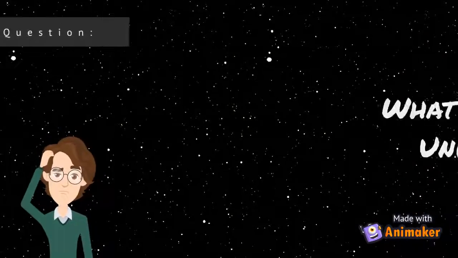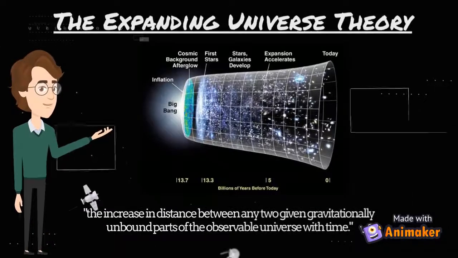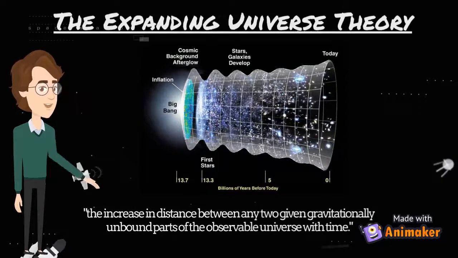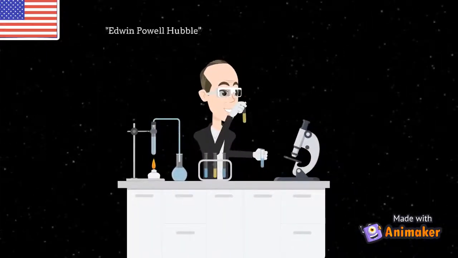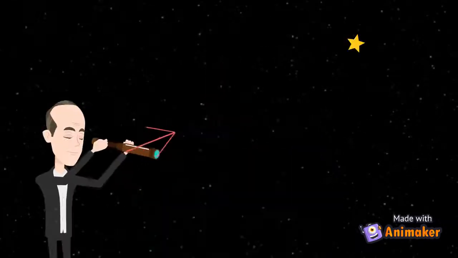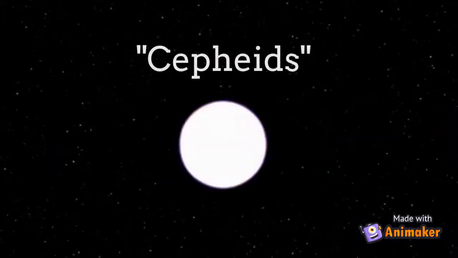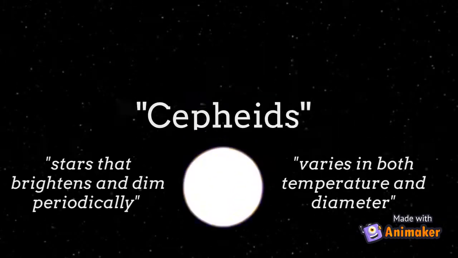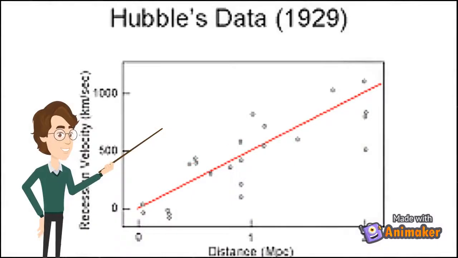But what is the expanding universe theory? The expanding of the universe is the increase in distance between any two given gravitationally unbound parts of the observable universe with time. In 1929, an American astronomer named Edwin Hubble measured the relative distances of the visible brightness of a class of variable stars called Cepheids, stars that brighten and dim periodically and vary in both temperature and diameter. When he plotted redshift, he found out that the redshift increased. Hence, the only explanation for this observation is that the universe was expanding.